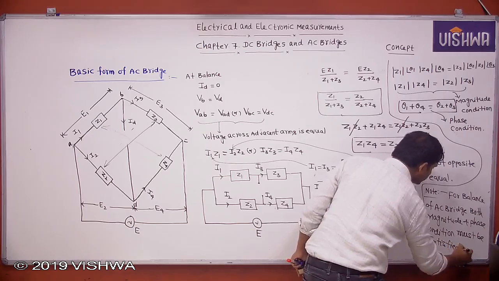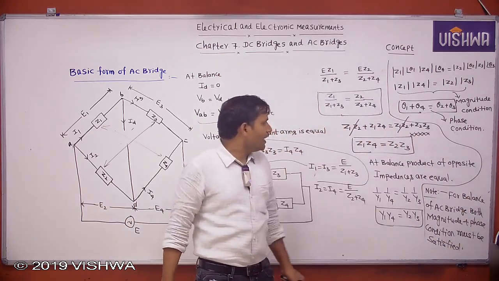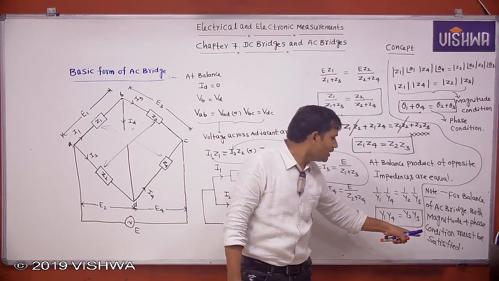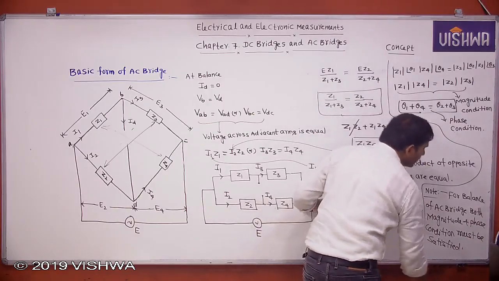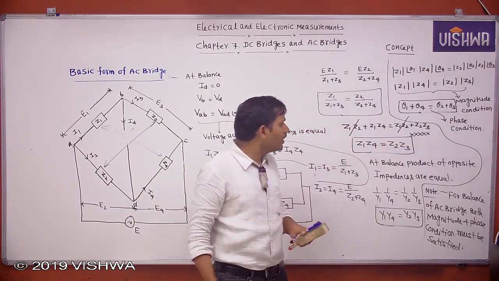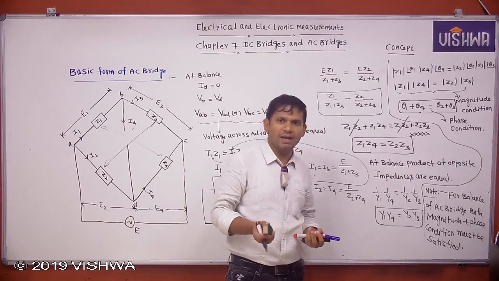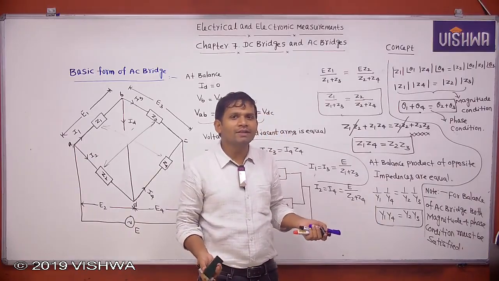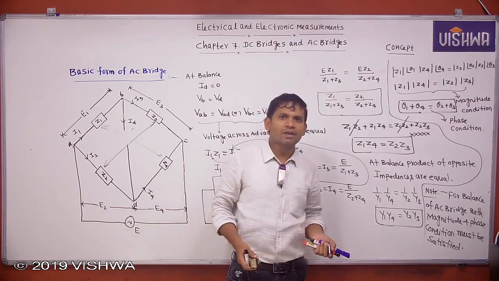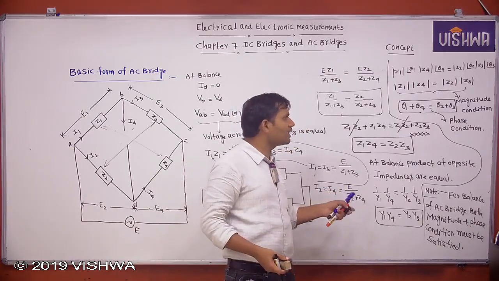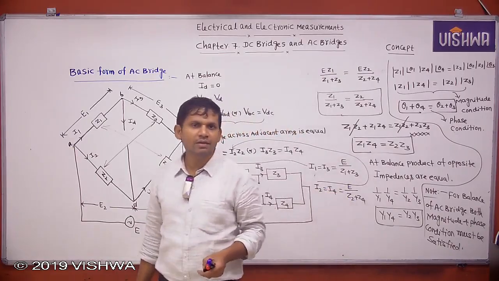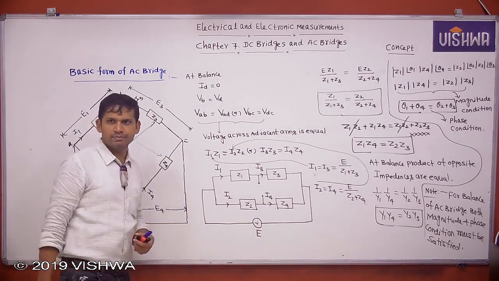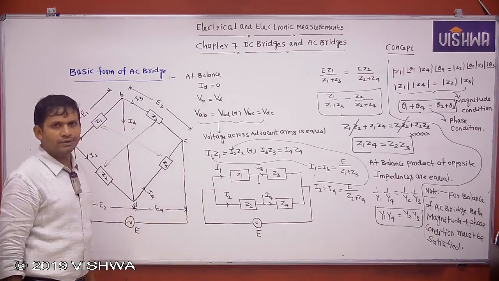Okay, this you note down. For balance of an AC bridge, both magnitude and phase condition must be satisfied. Continue that one. If any one condition is not satisfied, the bridge is unbalanced. Even if the magnitude condition is not satisfied or the angle condition is not satisfied, the bridge is unbalanced. Like this, we can identify whether the bridge is balanced or not if the impedances are given. Clear? These are the points you remember in the basic form of the AC bridge circuit.